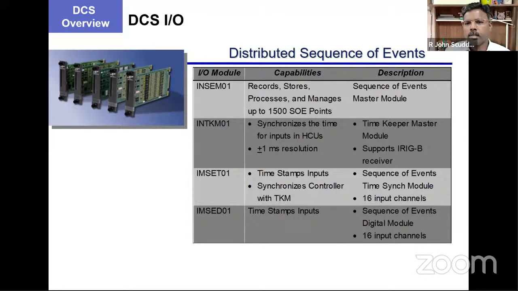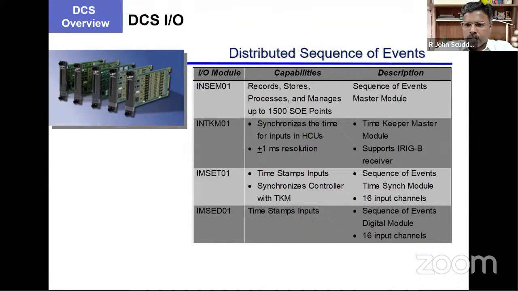Node of the distributed control system. As I've explained to you, this distributed sequence of events is also very, very important. And interestingly, it has 1 millisecond resolution. Every millisecond it is able to sense presence or absence of an input.